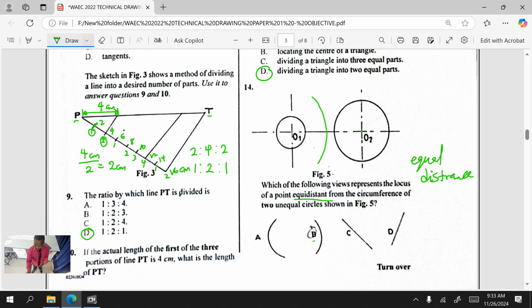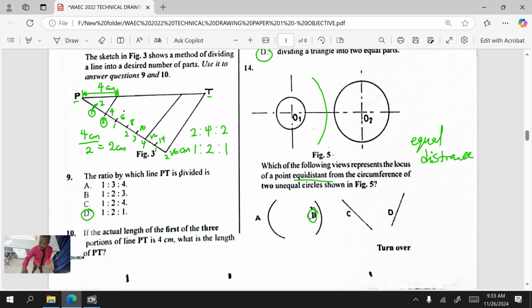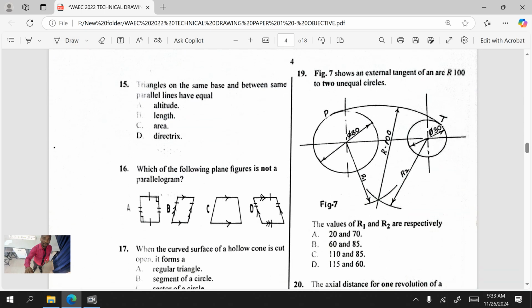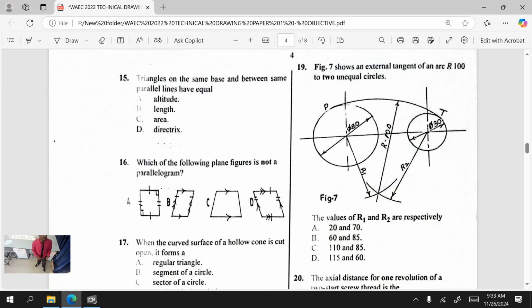So the answer is what? The answer is option B. Go and try constructing that and see the shape that will be formed, the curve that will be formed. Number 15.